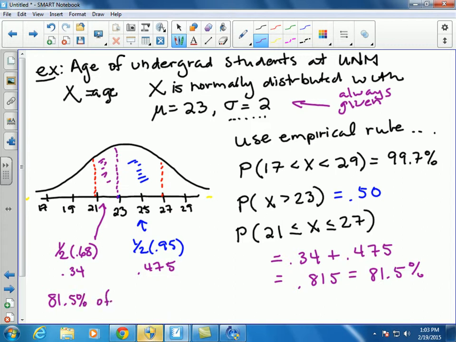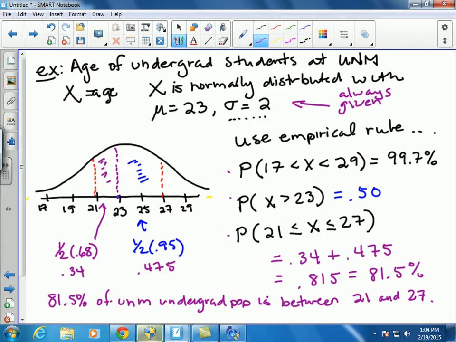And so you could say from this example that 81.5% of the UNM undergrad population is between 21 and 27. And who'd want to know that? I don't know, maybe club owners in Albuquerque who want this age group to come into their establishments on Friday night. But this is how we use the empirical rule to calculate different probabilities.